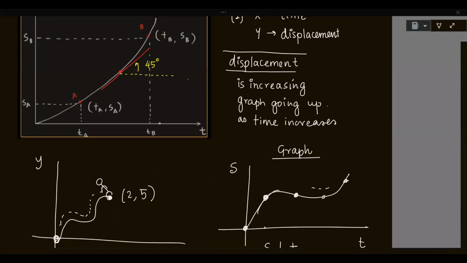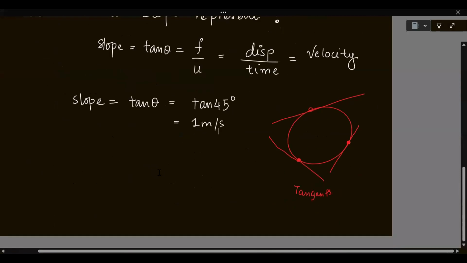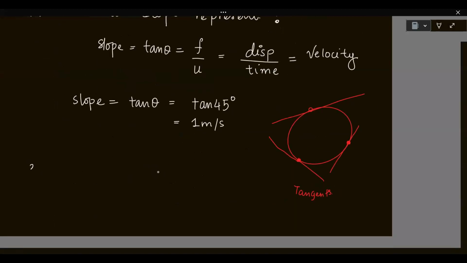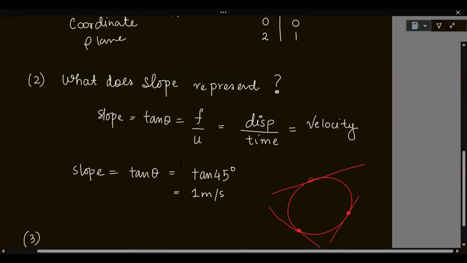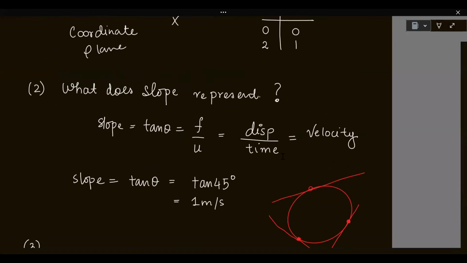Yes. Now, if I make a tangent at A, why do I have to make a tangent at A? Because I want to answer the next question. Do you remember what the next question was? Did you understand step number 2? What does slope represent? It represents velocity in this particular graph.